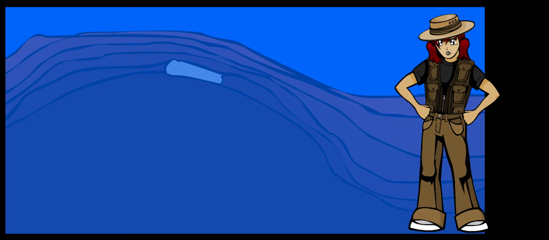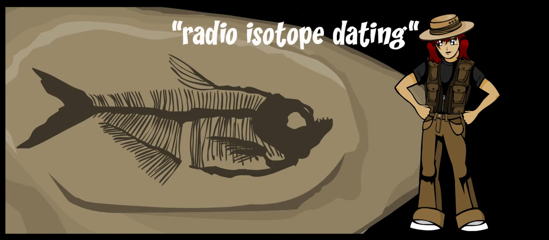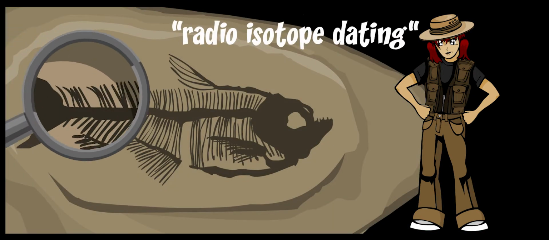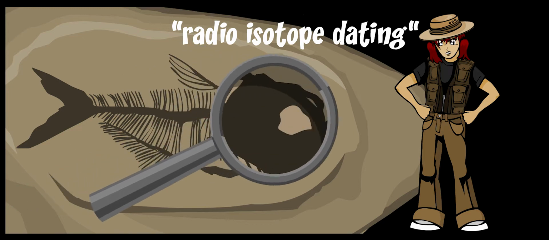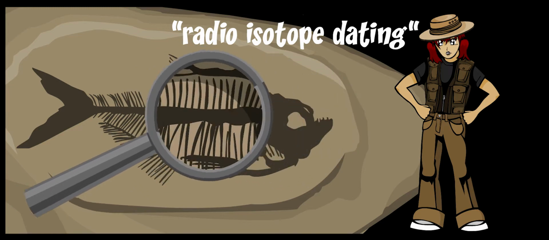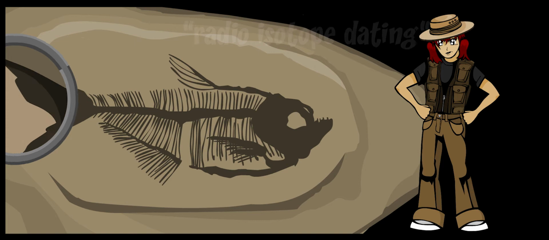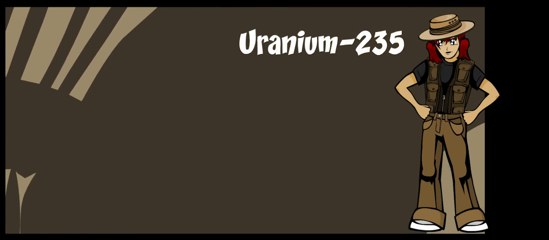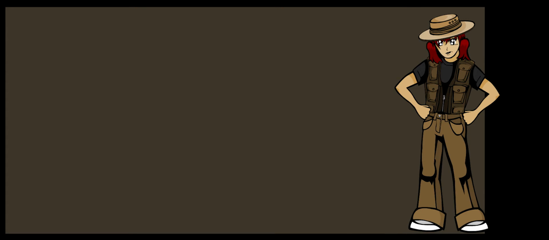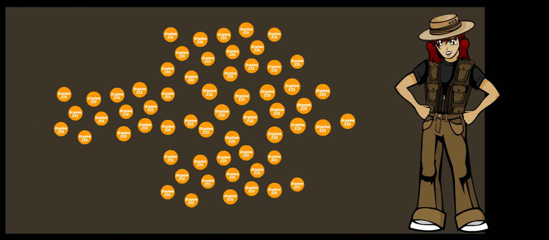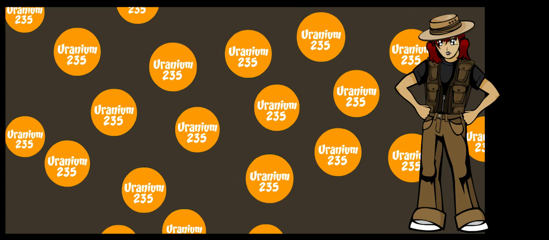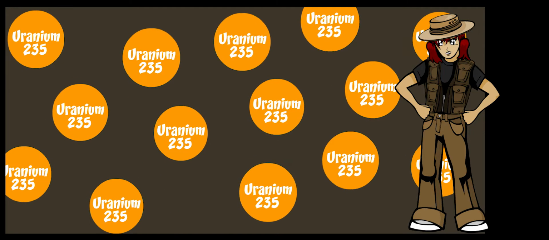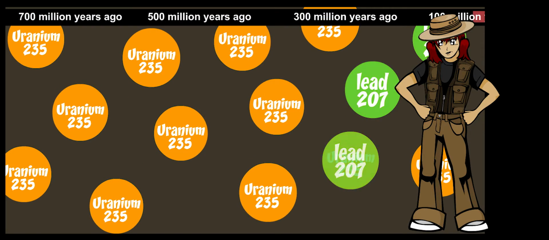Another way to find out a fossil's age is called radioisotope dating. This is the best way to find out how old a fossil is, but the fossil must be made out of certain kinds of rocks. Rocks like uranium-235 decay very slowly over time. This means that over many, many years, uranium-235 changes into another kind of rock called lead-207.